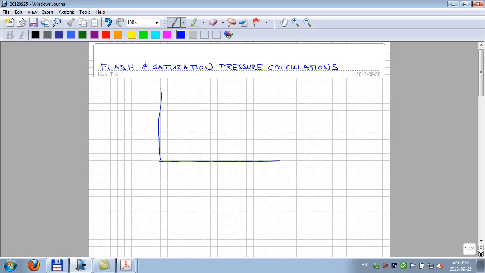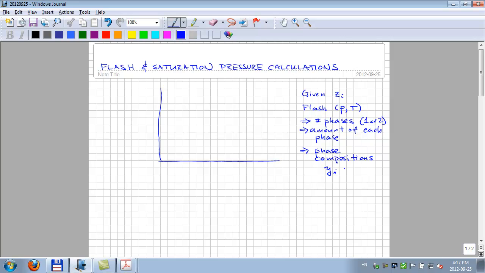What we're talking about is having a given composition expressed as a molar composition Zi, and in the flash calculation we want to specify a pressure and a temperature, and we want to calculate the number of phases, one or two, the amount of each phase, and the phase compositions, Yi and Xi.